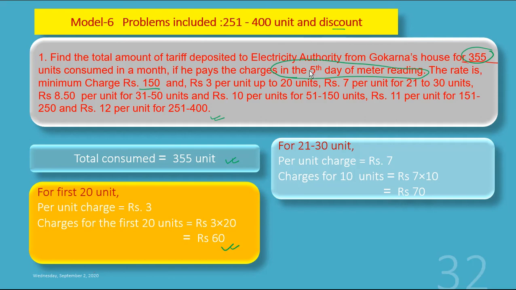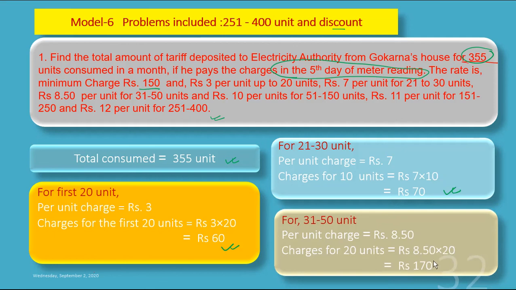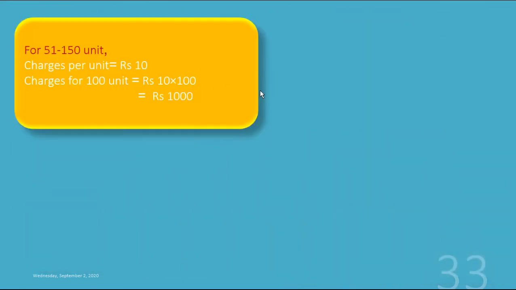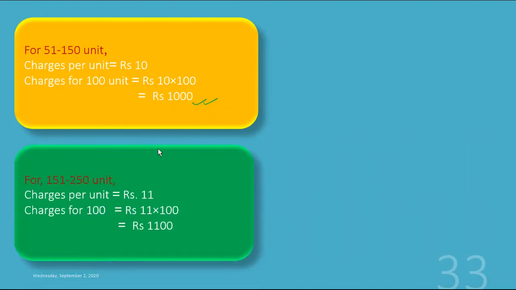Now for the next 10 units it is 70 rupees. For the next 20 units it is 170 rupees. All these are repeated. Now for the next 100 units it is 1000, it is also repeated. And for more than 150 to 250 it is 100 units, again 1100. It is repeated, so not written.